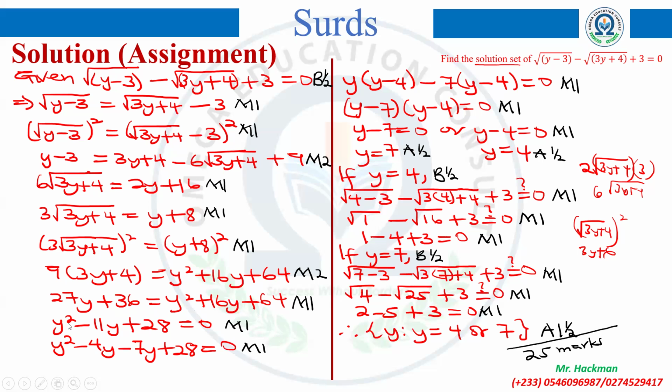So I'll write y squared, and I'm going to get what? 16y minus 27y, which will give me minus 11y. Then I will get 64 minus 36, which will give me 28, and that will be equal to 0. So at this point, you know your usual quadratic equation.